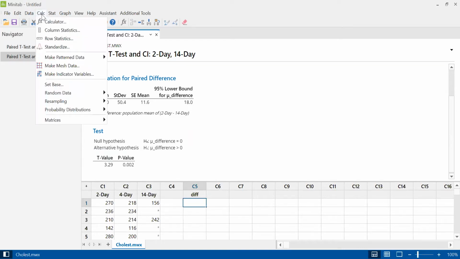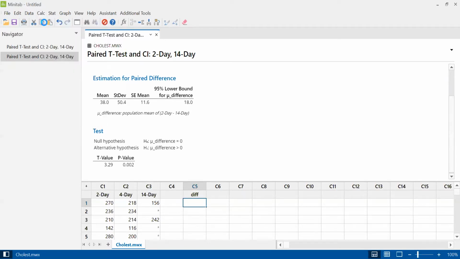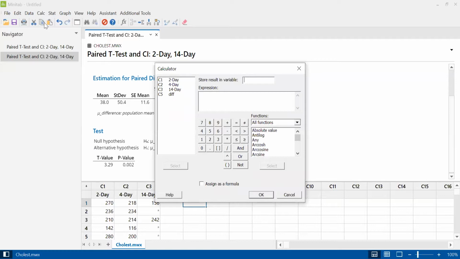This is just going to use my calculator function. So I'm going to click on my calculator. It says store your results where? So I want to store them in column 5, where I named it difference. So I'm going to bring that over.